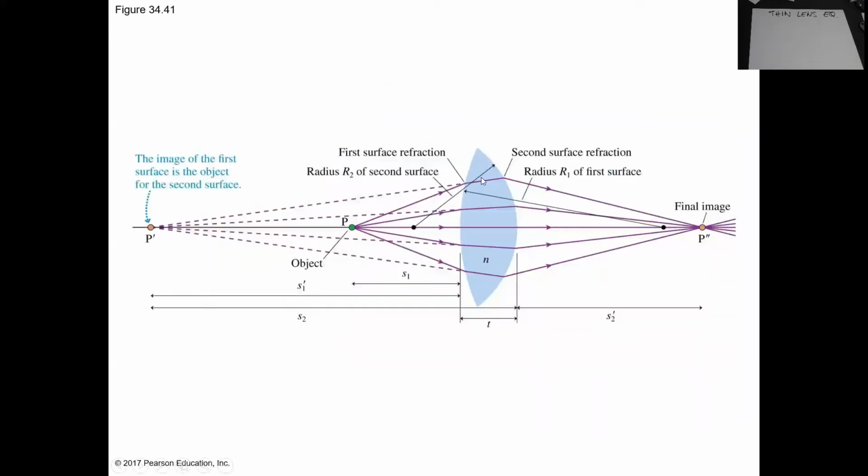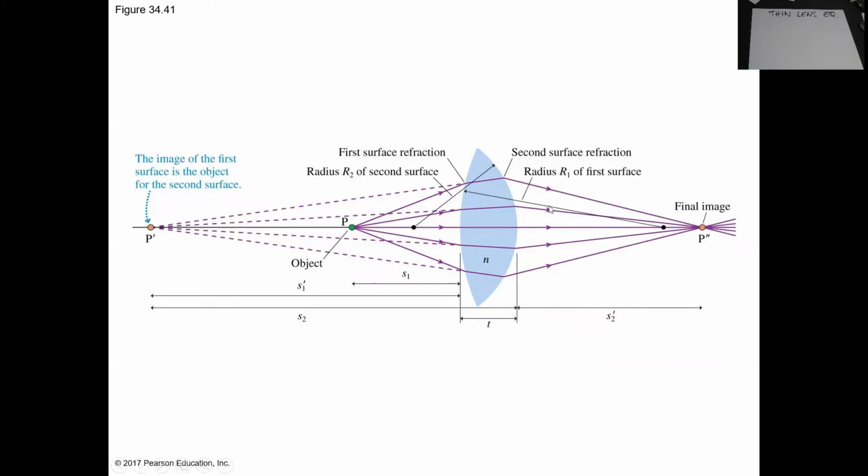In this case, no rays actually converge back here. They only appear to diverge from there. That's considered a virtual image. So this image distance, S1 prime, would be a negative number. So S1 prime for the book, that's the image for the number one face, the first face of the lens.